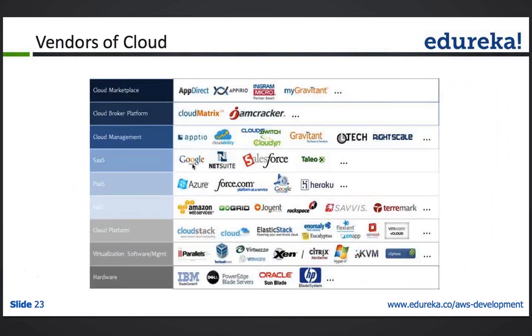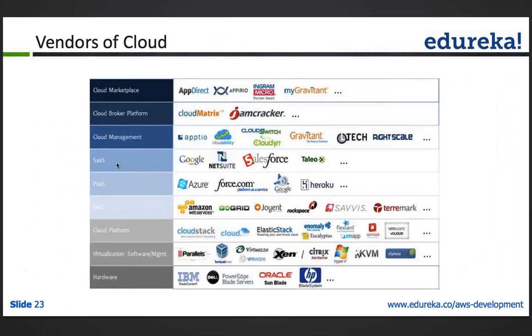And the examples that you guys were giving, they are right here. There's Google Apps in the SaaS row. There's Salesforce, and you also mentioned HRMS. So you can see there's Taleo, which is a major player in the HRMS space here.